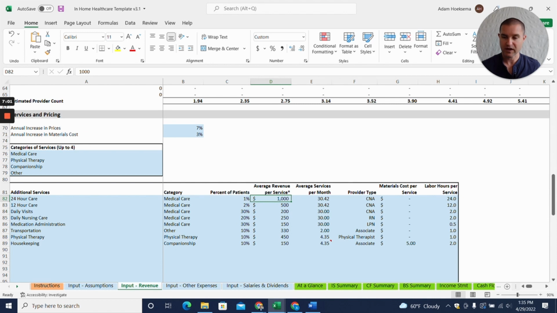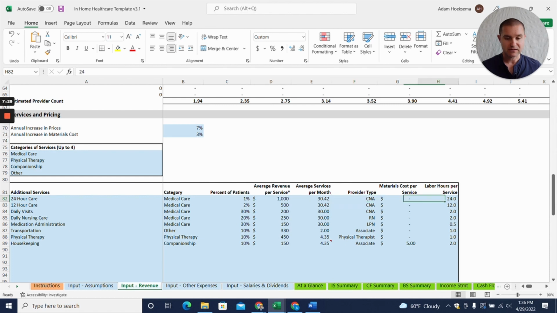So to provide 24-hour care, what does that cost? How much revenue do you generate to provide 24 hours worth of care? So if we're saying $1,000 here, and then we have to select a drop down here, what type of provider is going to be providing that service? Okay, so we're saying a CNA is going to be providing that 24-hour care service.